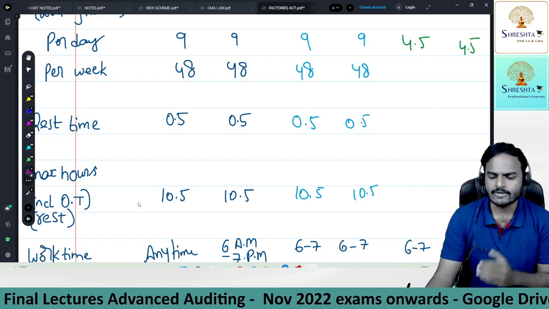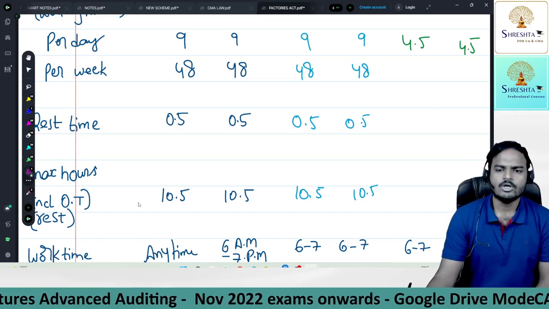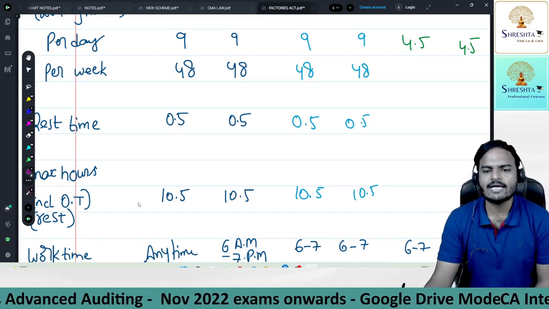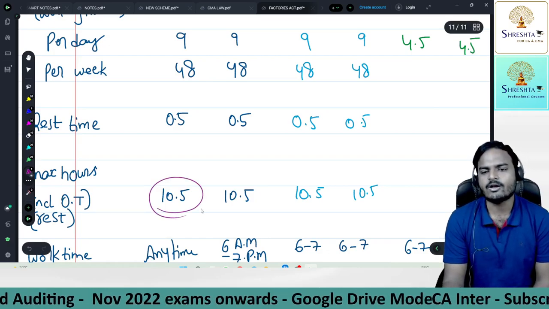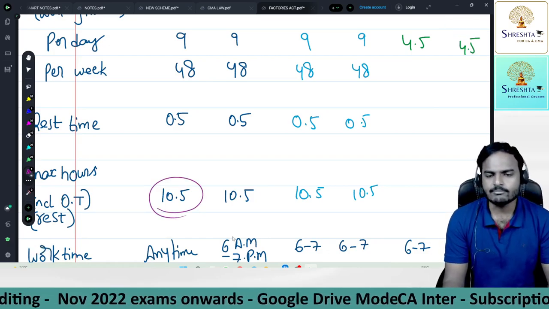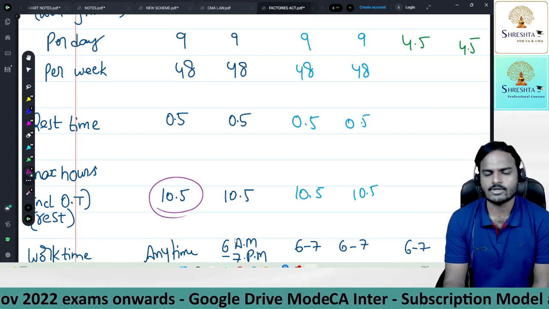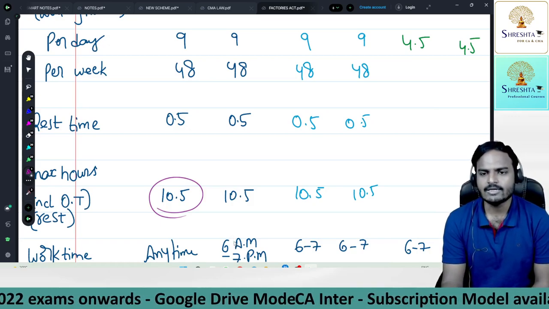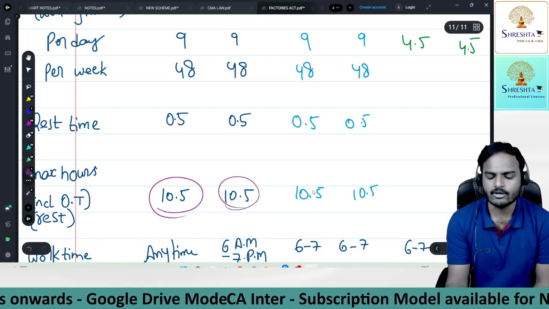He should take a break. After completion of 3 hours, a half hour break. So including rest time and overtime, he should work for only 10 and a half hours. That means the difference between entry time and exit time should not be more than 10 and a half hours. Including rest time and overtime, 10 and a half hours is permitted.